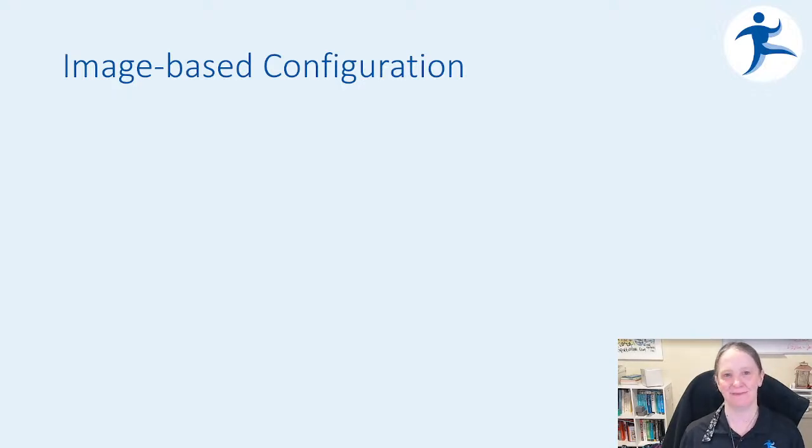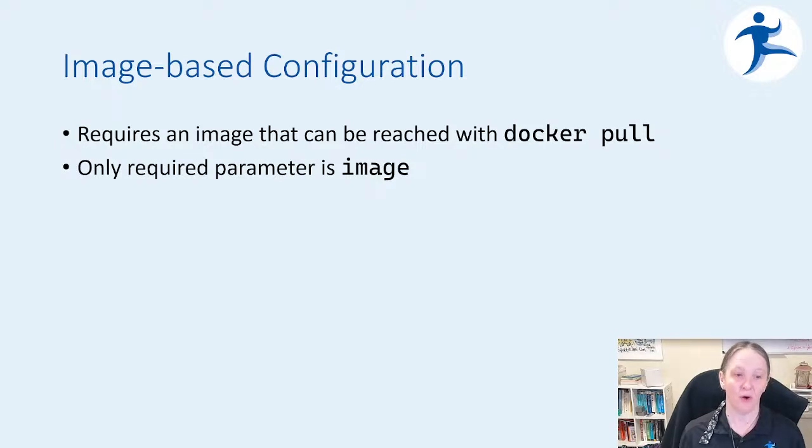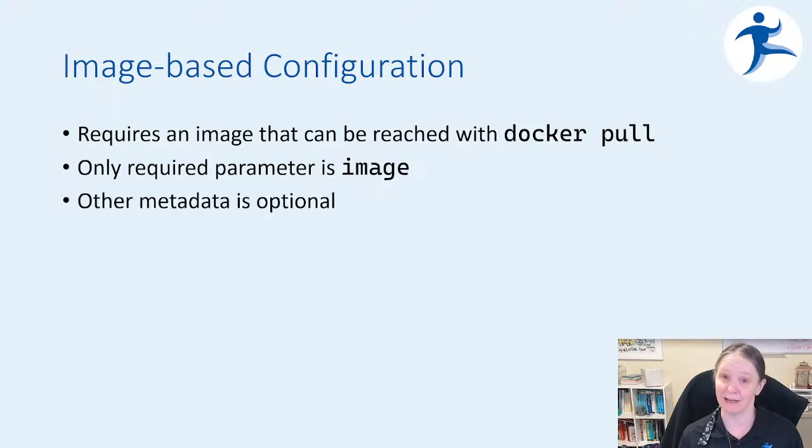Now with image-based configuration, it does require an image that can be reached with Docker pull. Most documentation out there you'll see was at mcr.microsoft.com for the Microsoft Container Registry. But as long as you can do a Docker pull, that means images on Docker Hub are just as accessible. The only required parameter in your devcontainer.json file is image. And you just tell it the image name. There is other metadata and it is optional.